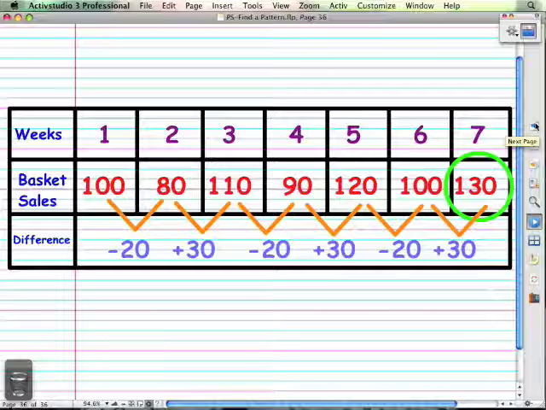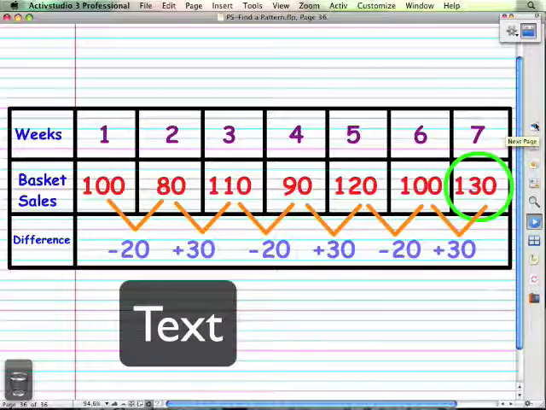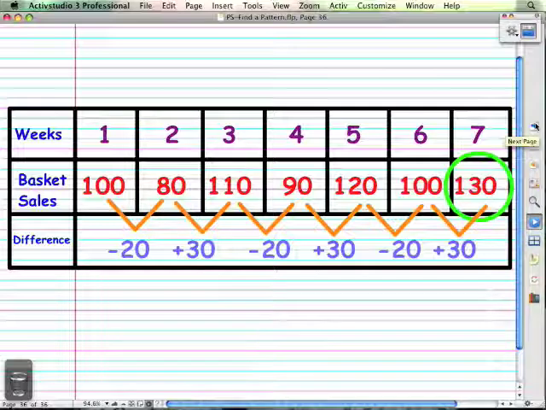All right, here we are with our finished table. Notice I circled the square under week 7 to indicate that that's where I was going to find the answer to this problem. And if you look at the difference at the bottom of the screen there, you'll notice that in this problem the pattern was actually decreasing and increasing back and forth.